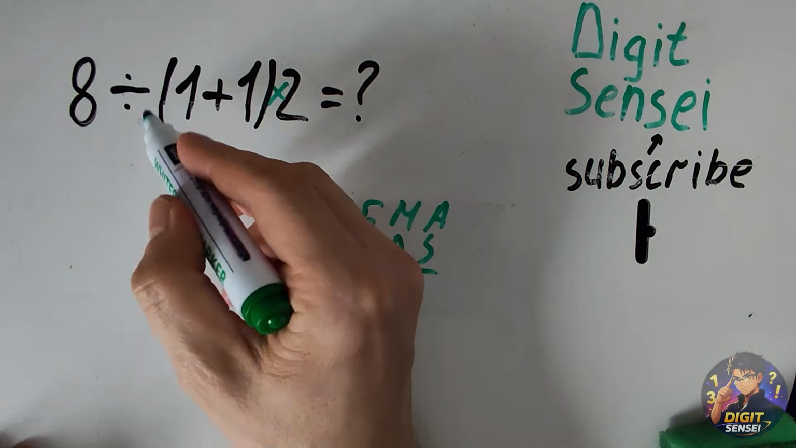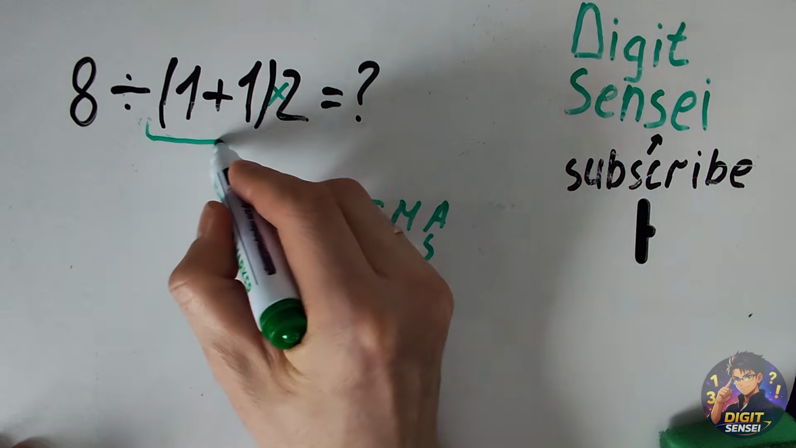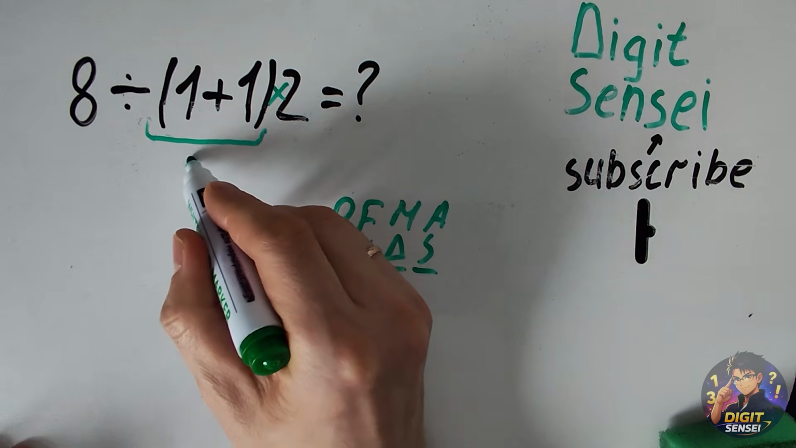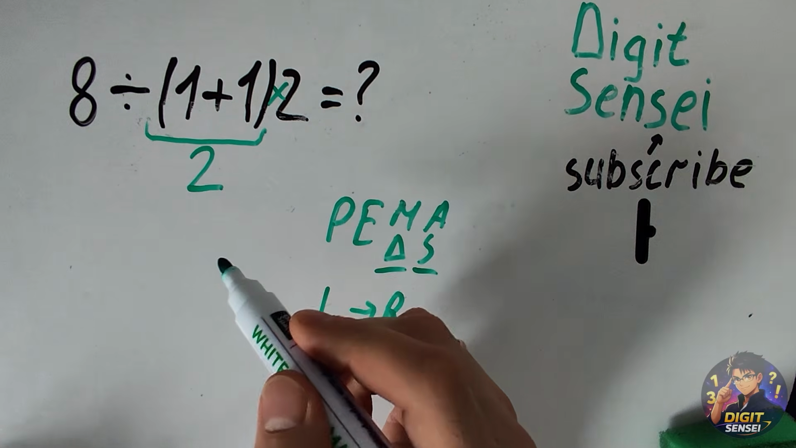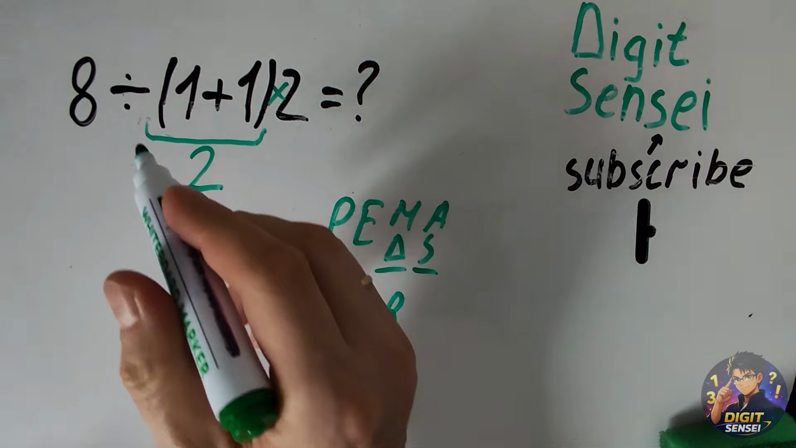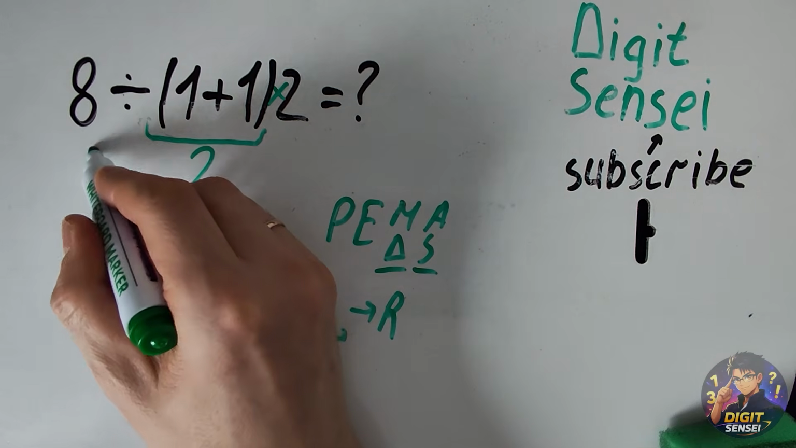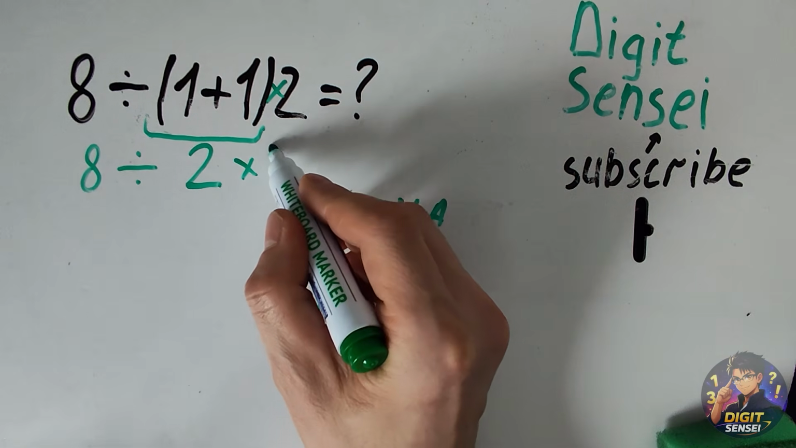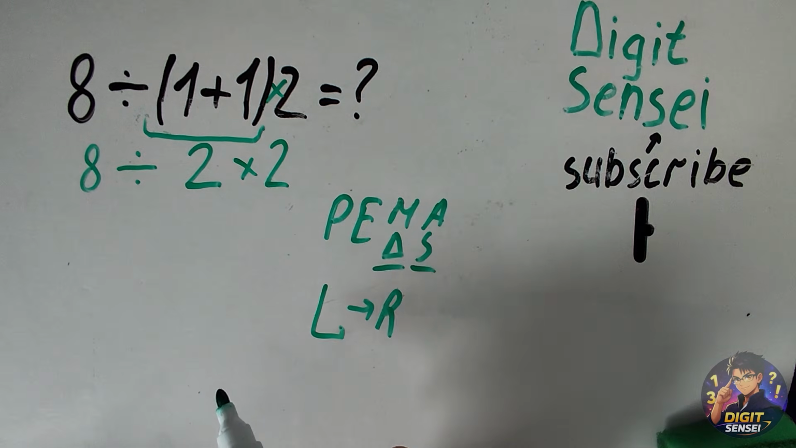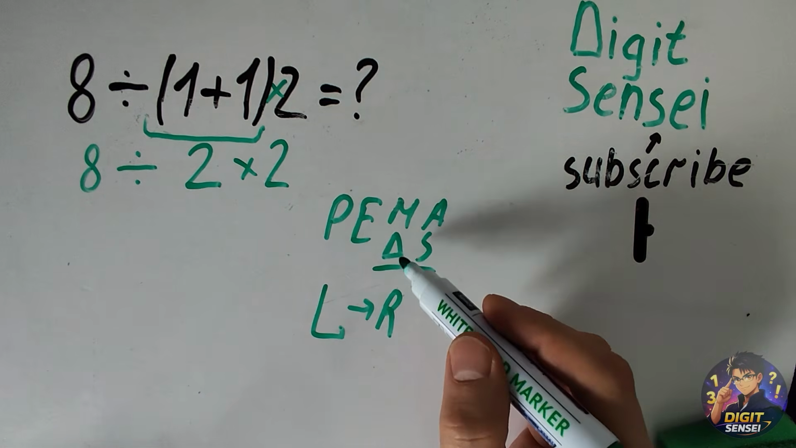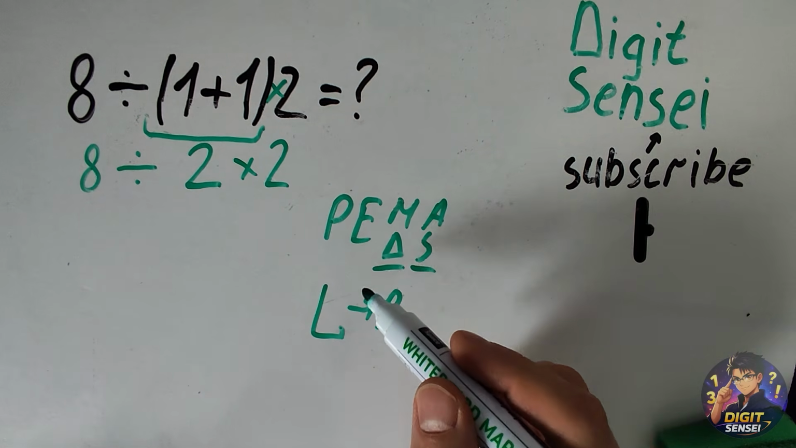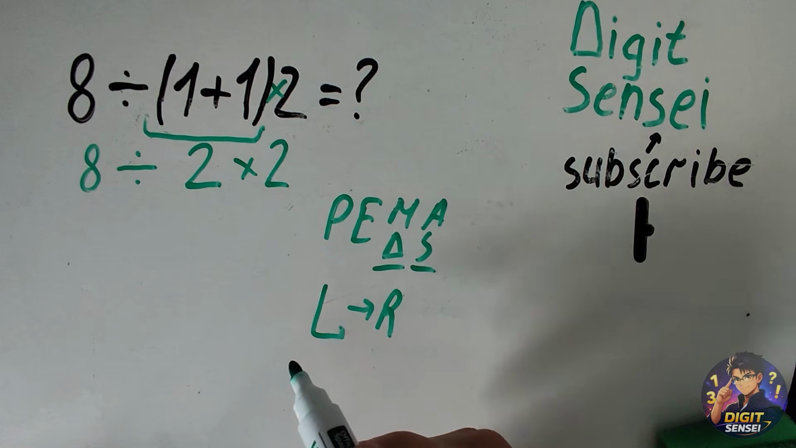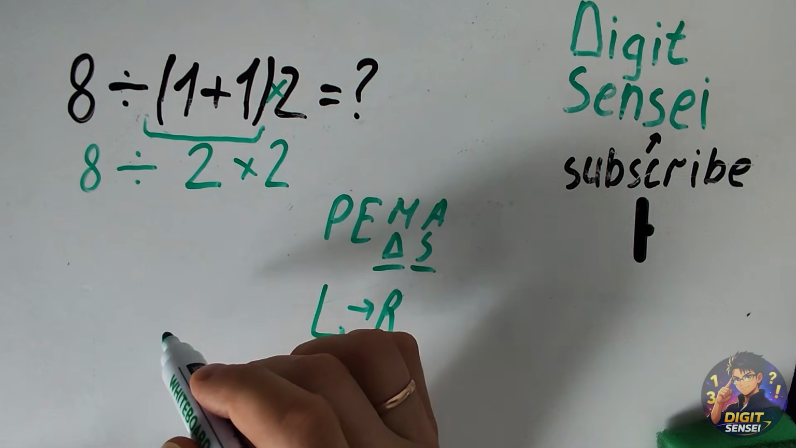So first we have to do this parentheses. Inside this parentheses we have 1 plus 1, which equals 2. So we have 8 divided by 2, then times 2. Okay? Now we have one division and one multiplication. As I said, multiplication and division have equal priority and we have to go from left to right. So here, first we have to do this division.